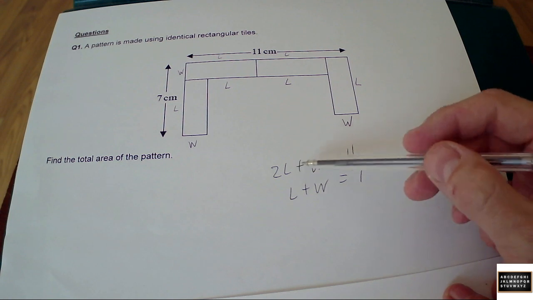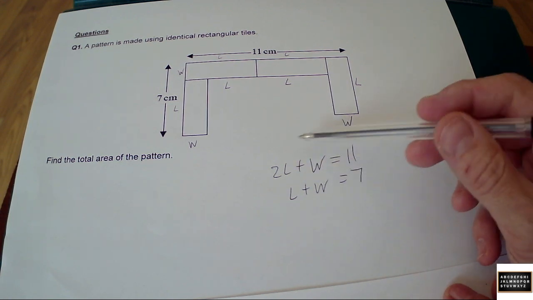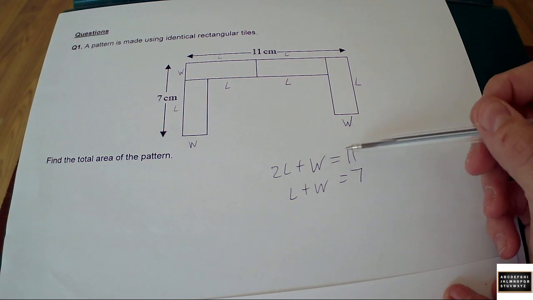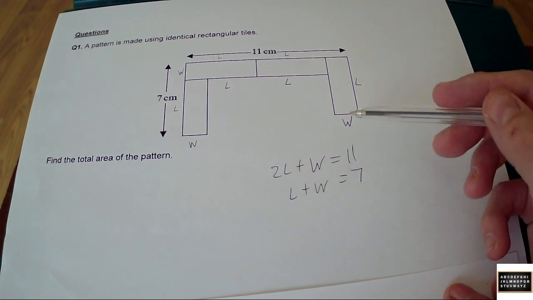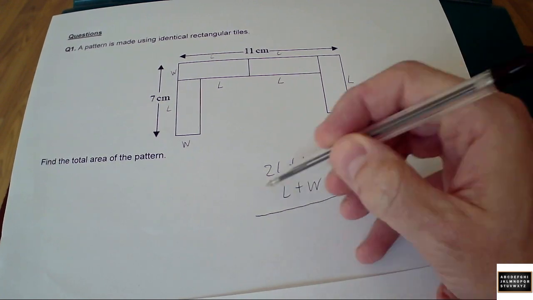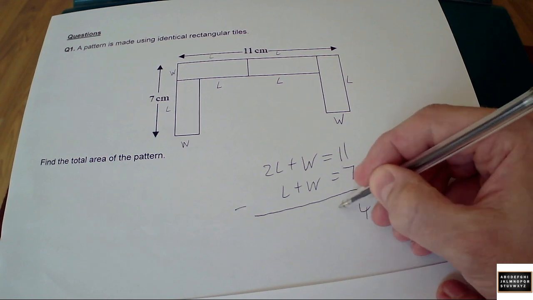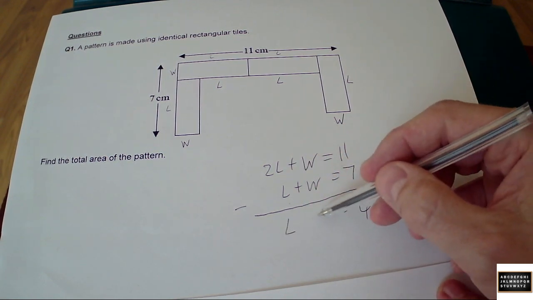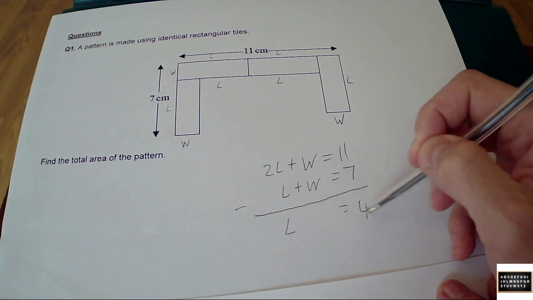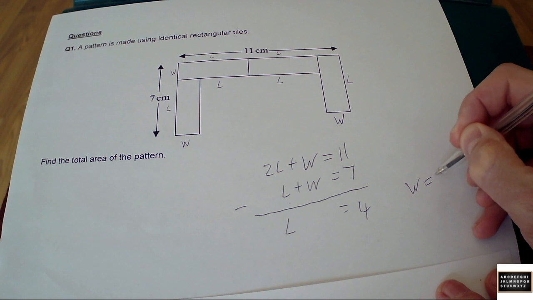Now what is this? It's 2 equations, 2 unknowns. So it's a simultaneous equation system, a very simple one. If we do this particular calculation, take away this one, you can see we can eliminate the width. The width will disappear. 11 take 7 is 4. And then 2 lots of length, take away 1 lot of length is another length. So it's just 1 length. So the length is 4 here. If the length is 4 and they add to 7, then the width must be 3.